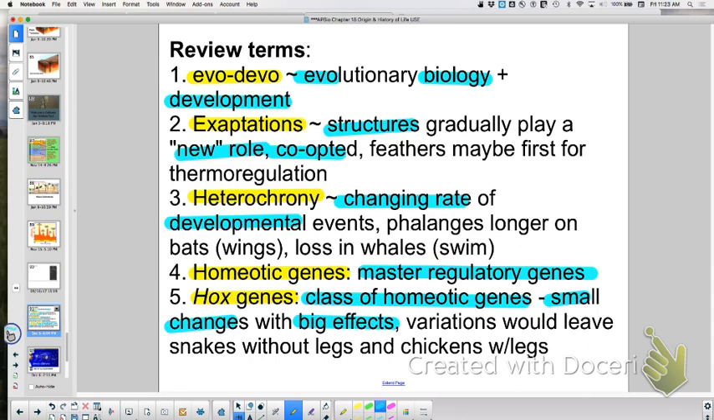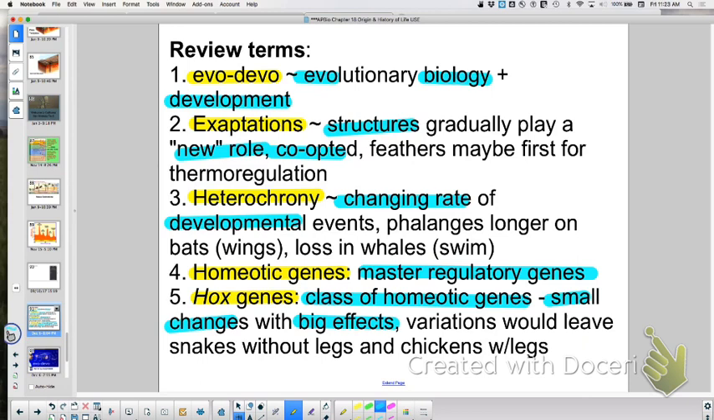All right, so we learned about homeotic genes and Hox genes already, right? Homeotic genes are those master regulatory genes, and then Hox genes are the ones that are studied, remember, that code for those transcription factors. Little changes, big effects, right? Whether or not you have legs, what kind of legs you have.